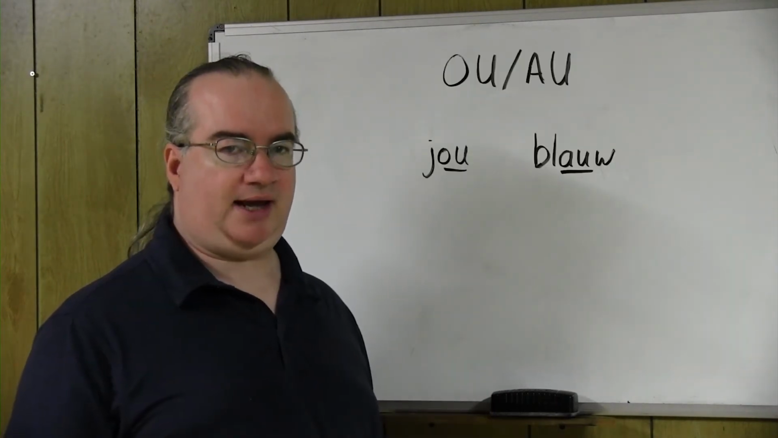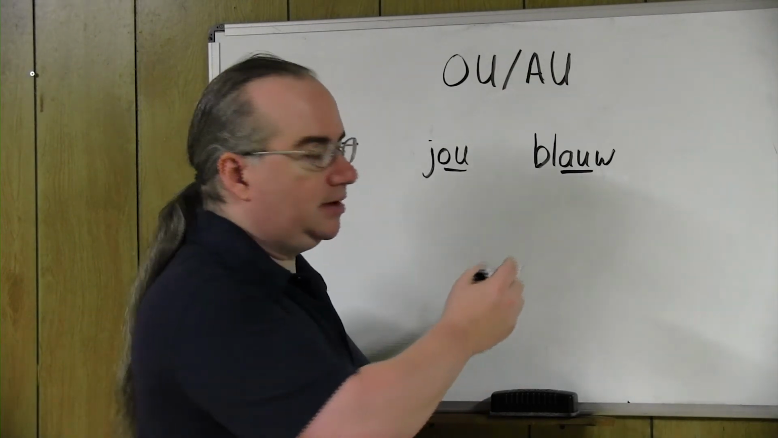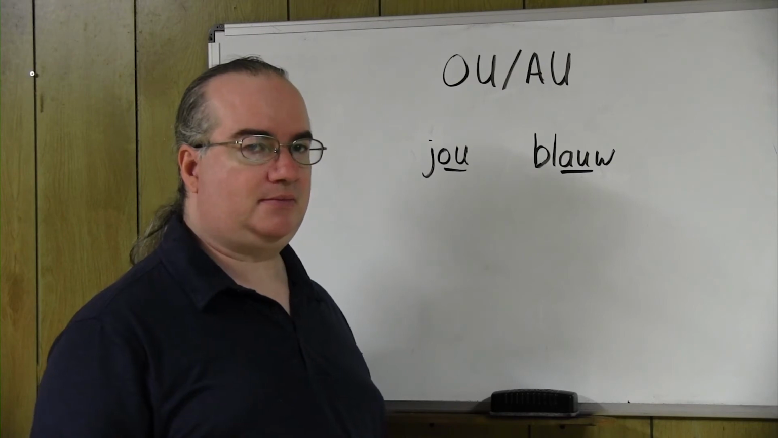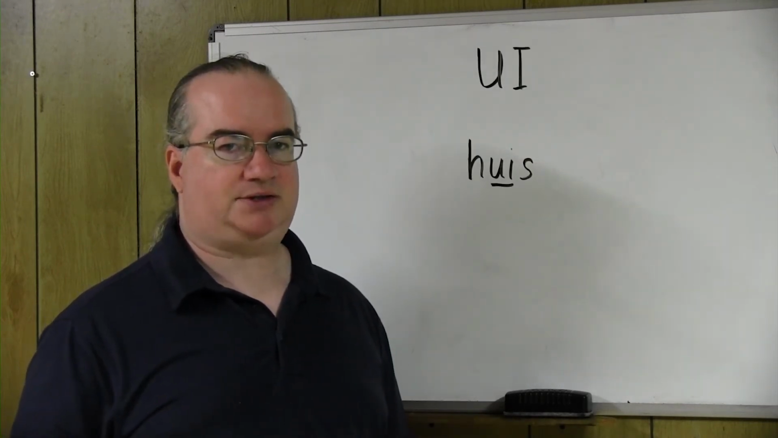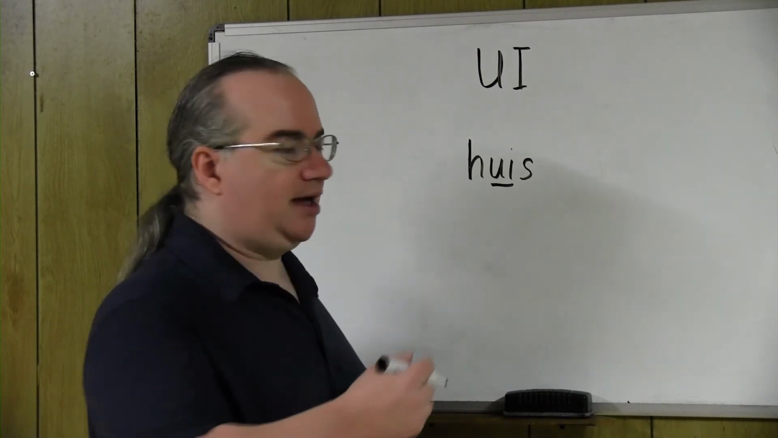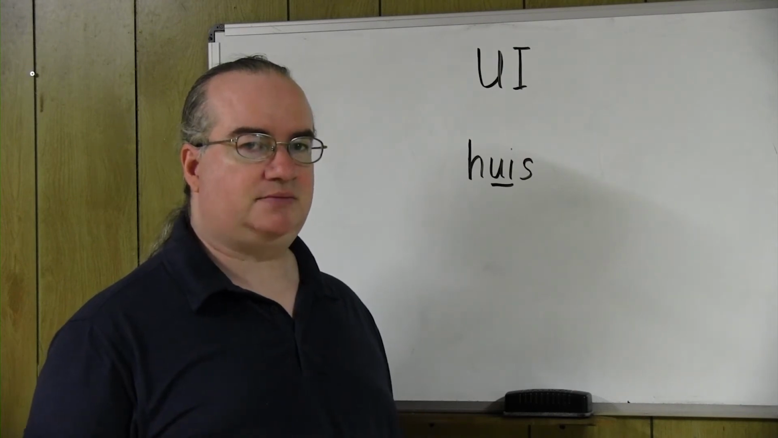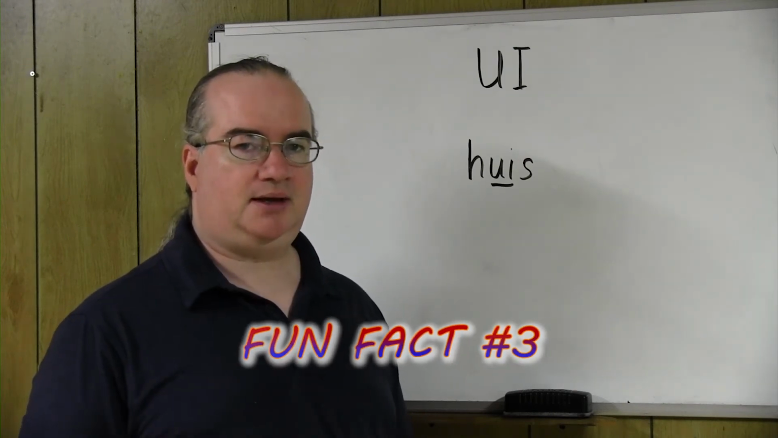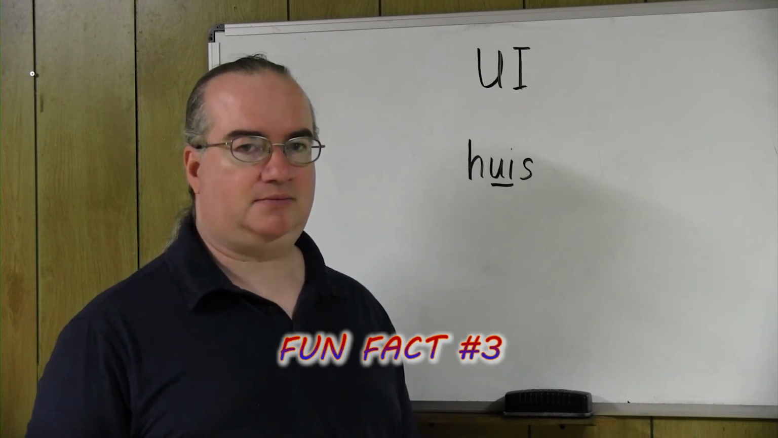The OU and the AU make an OW sound, like in jou and blauw. The UI blend is considered by many to be one of the hardest vowels to master. It's pronounced ow, like in the word huis. Not house, but huis. Here's another fun fact. Ow is the word for onion.